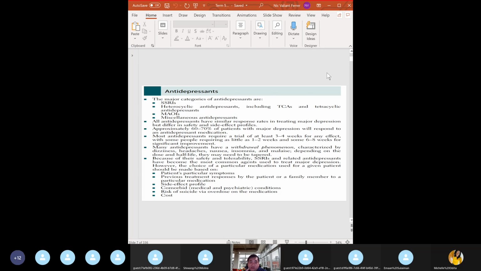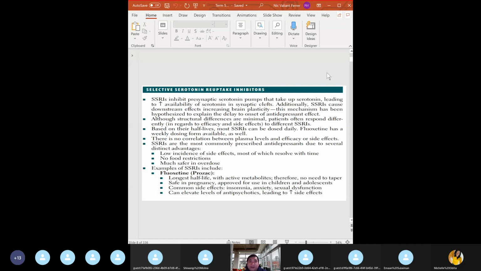However, guys, the choice of a particular medication for a given patient should be made based on what? The symptoms, previous treatment response by the patient or a family member. Usually, if the family member responds well to paroxetine, then the patient will probably respond well to paroxetine. Side effect profile, of course, comorbid conditions, risk of suicide by overdose on the medication, and last but not the least, of course, the cost. Now, let's look at the specific categories of antidepressants.